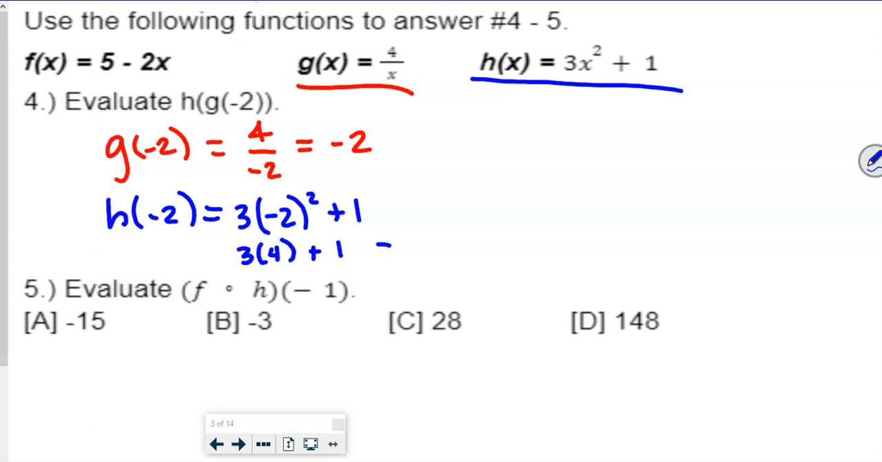And so isn't that going to be 12? 3 times 4 is 12, plus 1. And so that's actually going to be 13. Okay? So that's our answer for number 4.